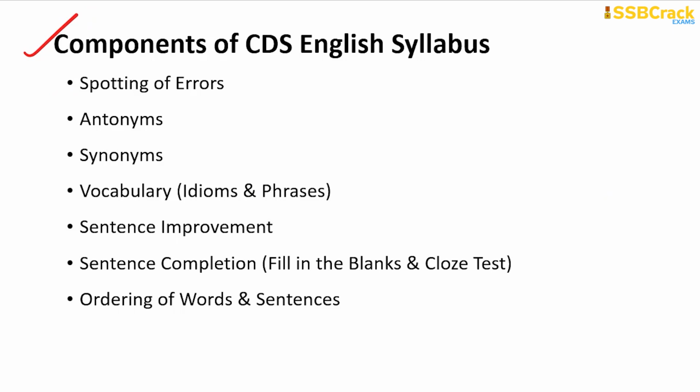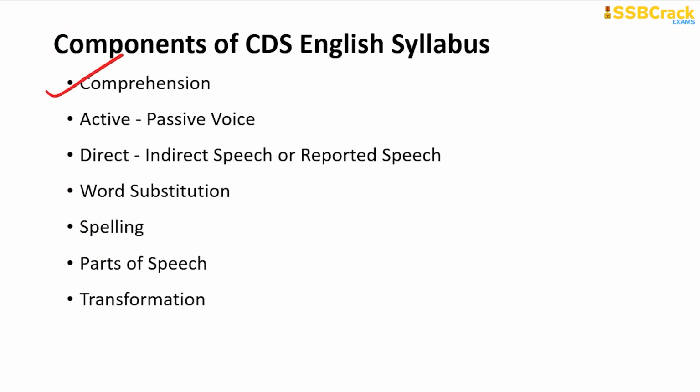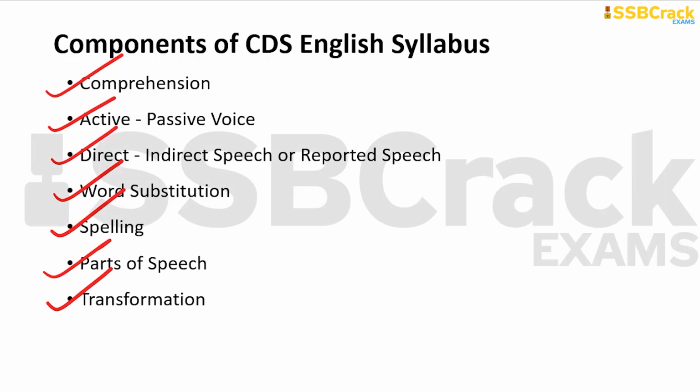Now we will quickly look into the components of the syllabus that will help you know what topics we are to cover in this study plan. The topics are spotting of errors, antonyms, synonyms, vocabulary, particularly idioms and phrases, sentence improvement, sentence completion, that is fill in the blanks and cloze test, ordering of words and ordering of sentences, comprehension, active passive voice, direct indirect speech or reported speech, one word substitution, spelling, parts of speech, and a very recent addition to the syllabus, the topic called transformation of sentences.